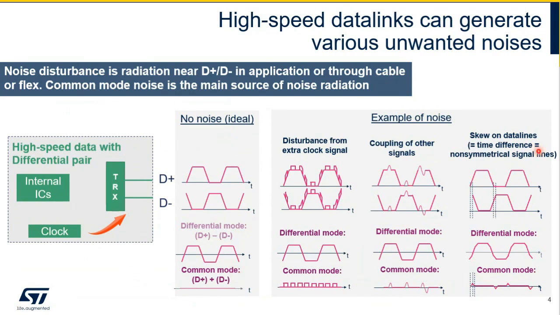Let's see the major examples of noise. The noise can come from an external clock. It is visible in common mode. It's a source of noise radiation. The second example is a coupling of other signals, like another data line. The third one, which occurs very often, is skew on data lines due to non-symmetrical signal lines with time difference. All the noise disturbances generate radiation near D plus and D minus, but also through the cable or flex.